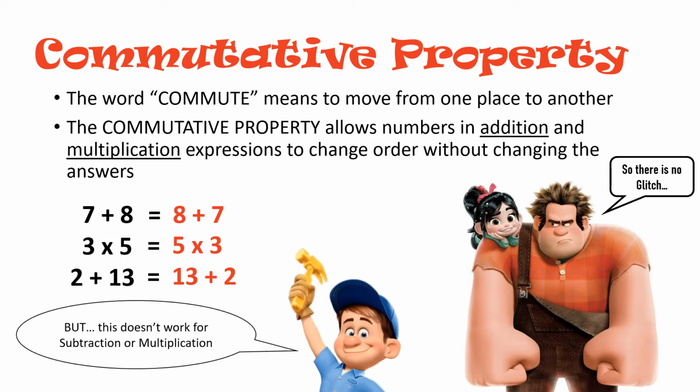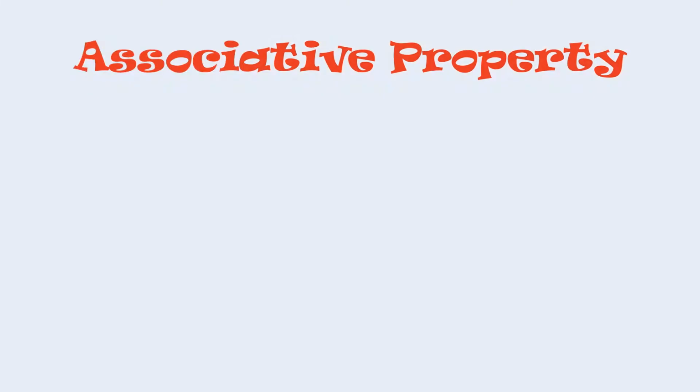Now, be careful. This does not work for subtraction or division. So Fix-It Felix is going to show us. 4 minus 2 does not equal 2 minus 4. And 10 divided by 5 does not equal 5 divided by 10. Be careful because there is no such thing as the commutative property of subtraction or division, only addition and multiplication.